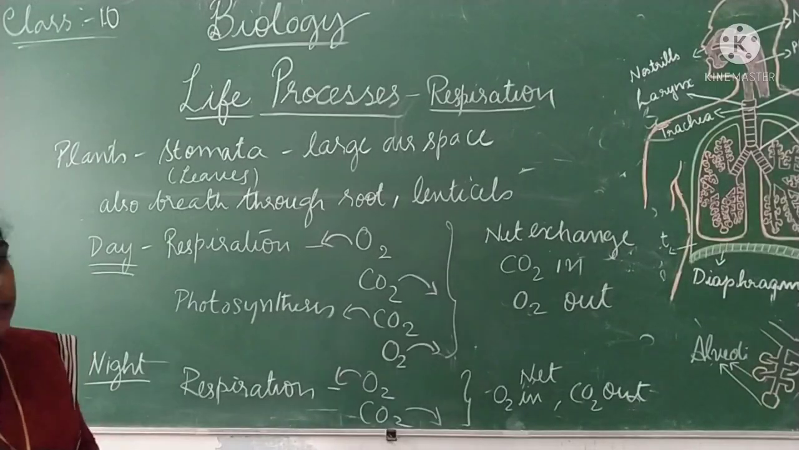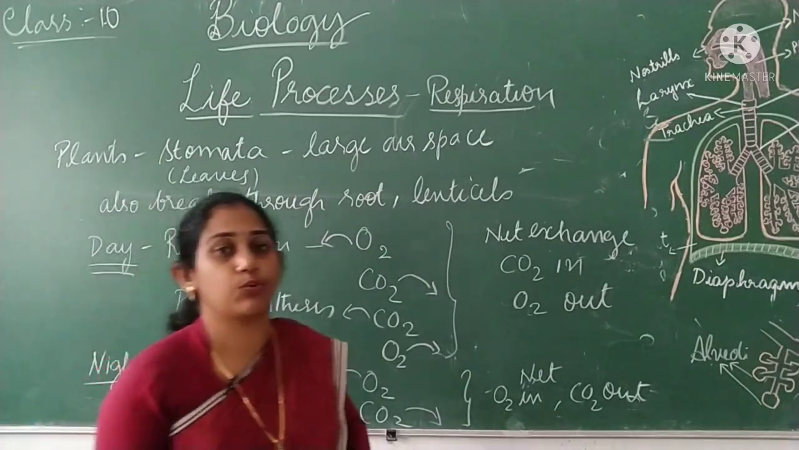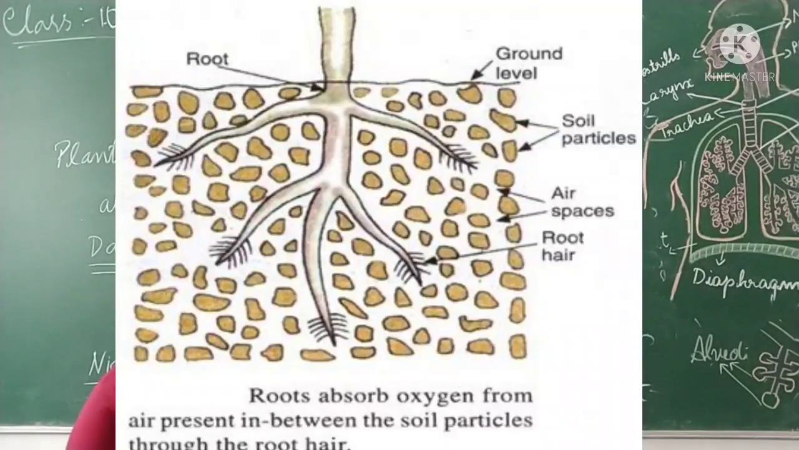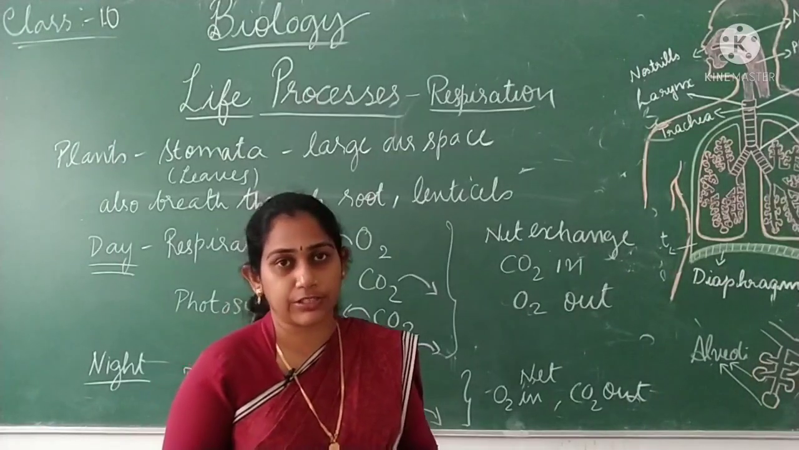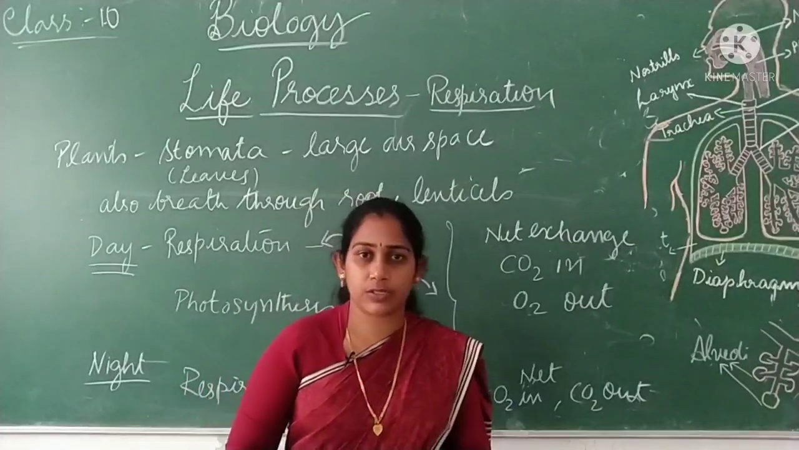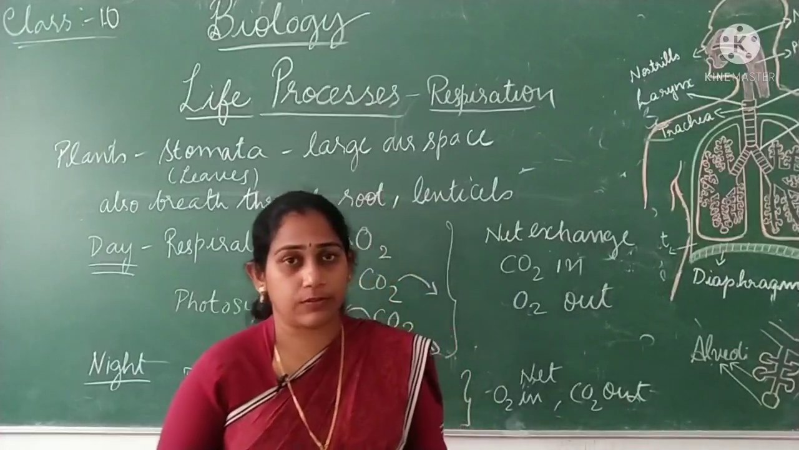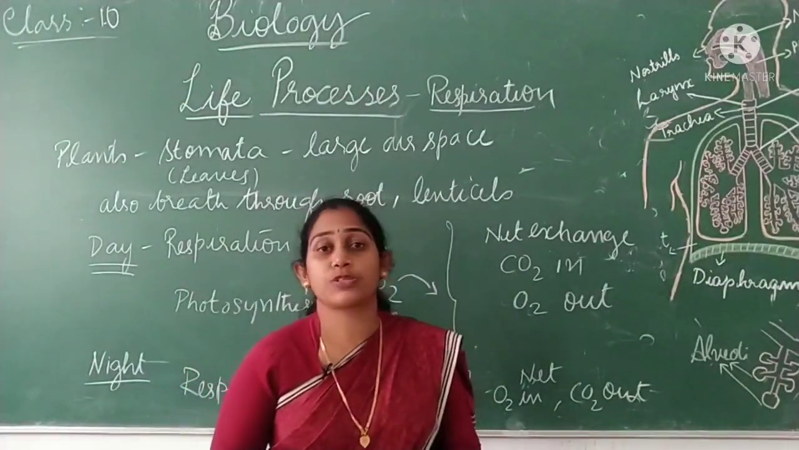The plants also can breathe through roots and through the lenticels. The plants have roots, and the roots have root hairs, right? The root will grow deep into the soil. Where you grow plants, the soil will not be tightly packed, it will be loosely packed. Before any cultivation in an agricultural field, we plow the land. Why? To ensure that the soil is not tightly packed but loosely packed, because the plant's root also has to breathe.